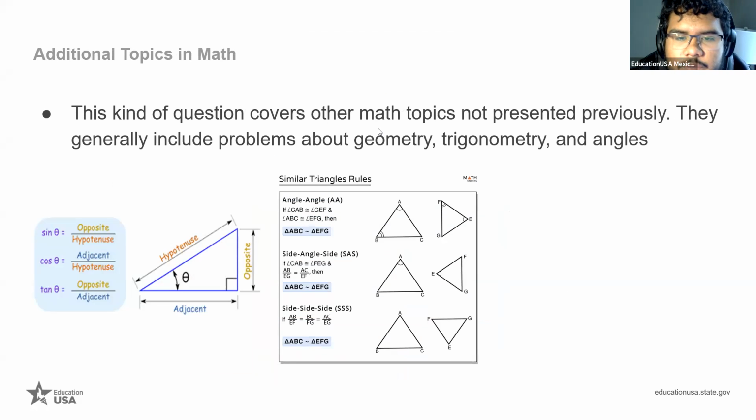So this last little bit here, I'm just going to go over briefly because there's not as much to it. These are the additional topics in math, and they cover other math topics not presented previously. They generally include problems about geometry, trigonometry, and angles, which are the kind of stuff that's on your answer sheet for the math test.